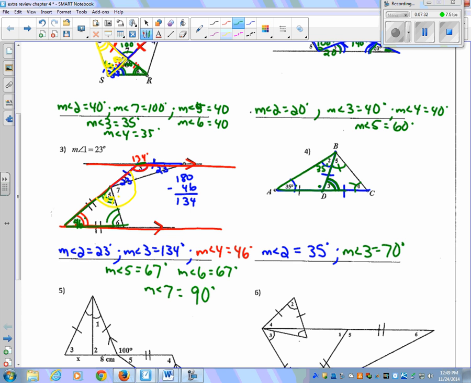It's also a linear pair with this one, so we could have gotten this as 110 and then done 70 that way. But since angle 3 is 70 degrees, that leaves 110 degrees between these two, 5 and 4. So 110 divided into two equal angles is going to be 55 degrees each.